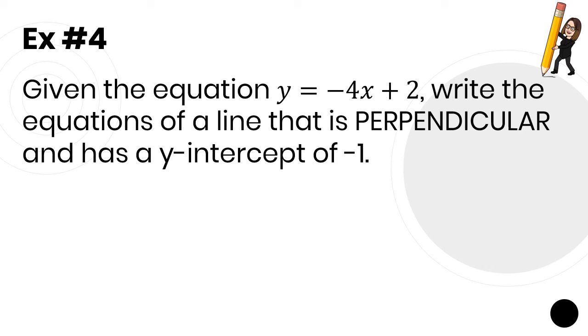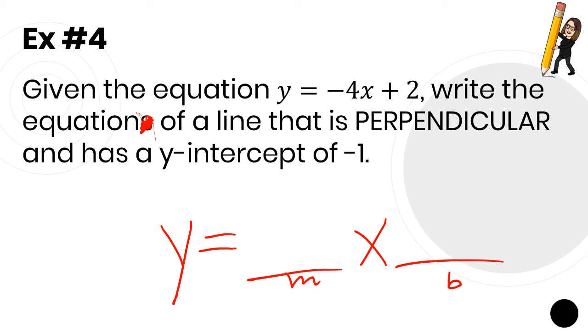All right, one more example. Given the equation y equals -1/4 x plus 2, write the equation of a line that is perpendicular and has a y-intercept of -1. So let's start with my template. Y equals mx plus or minus b.